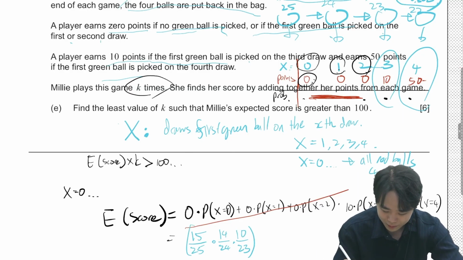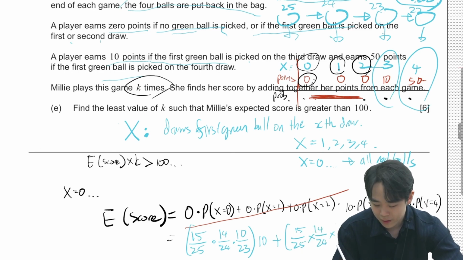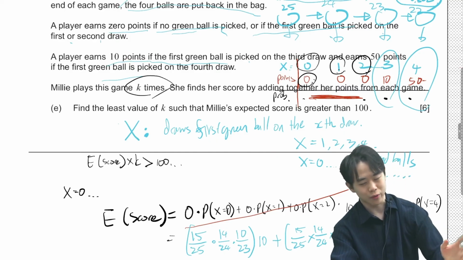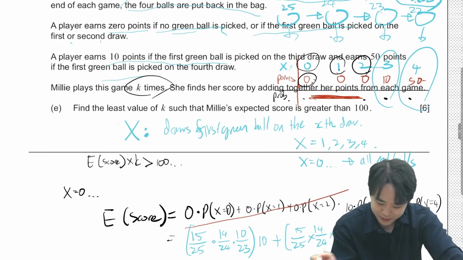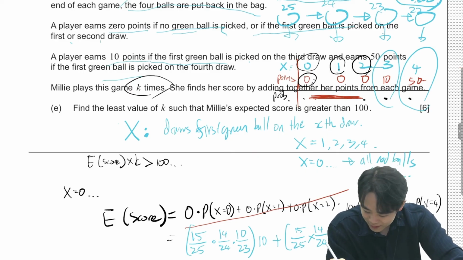So this entire thing is multiplied by 10, plus we draw a red ball on the first draw, a red ball on the second draw, a red ball on the third draw, and then we choose one of the green balls when there's 22 left. The rest doesn't matter, because whether we choose red or green on the subsequent draws, she already stopped playing the game, right? So this gives her 50 points.